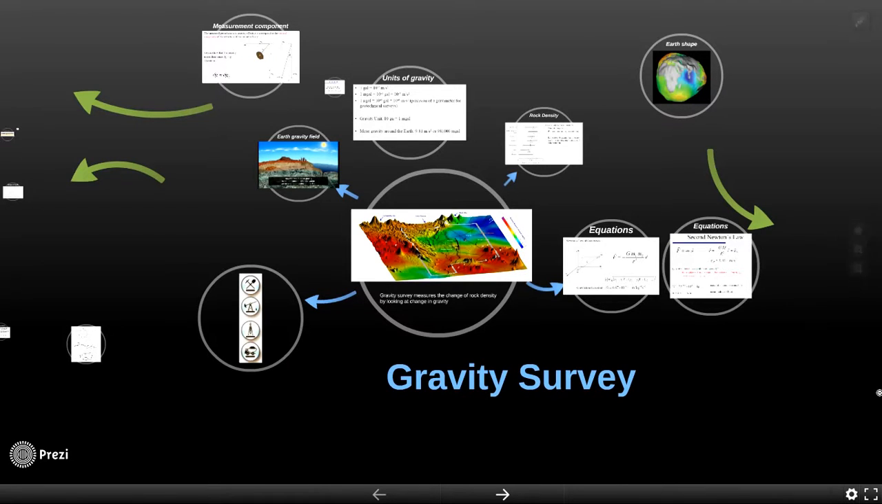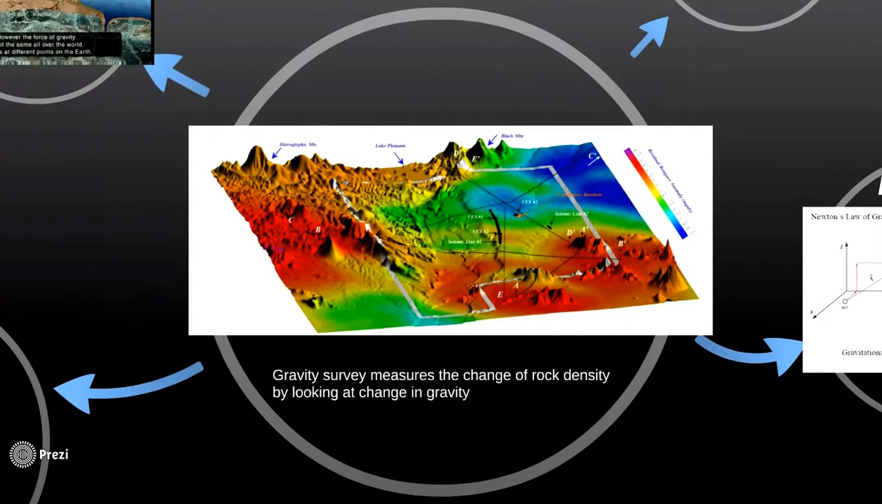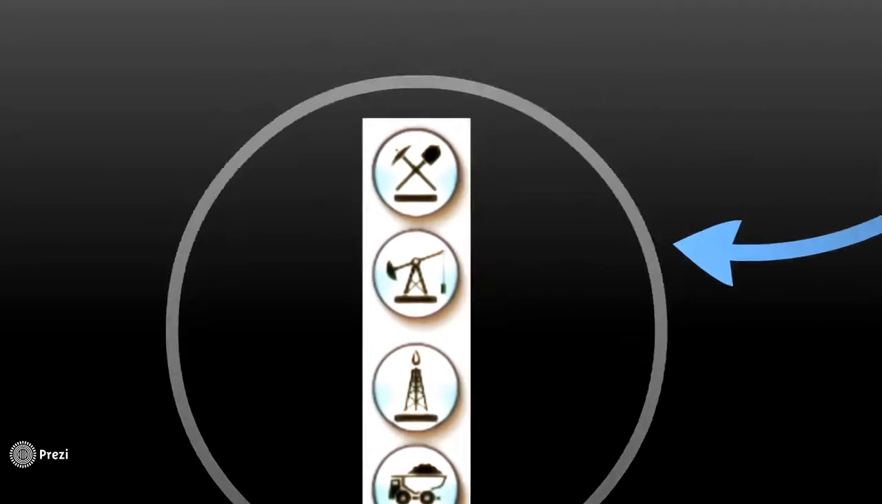Now we are going to talk about geophysics, but mainly about one of the famous surveys, the gravity survey. During the presentation we will cover basic ideas and some advanced concepts of the method. Gravity survey measures the change of rock density by looking at changes in gravity. This technology is used mostly in the minerals, coal, and oil and gas industry. Gravity surveying provides geophysicists, geologists, and exploration managers with a picture of the subsurface geology of a surveyed area, so they can see what is underground.